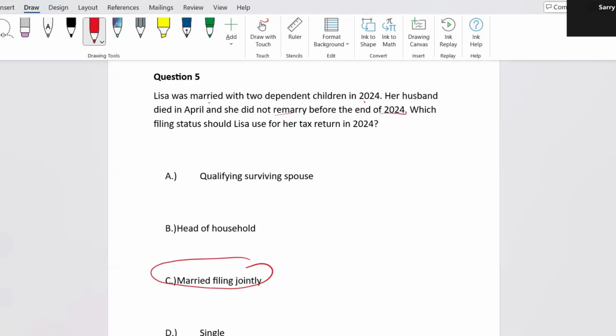She could use MFJ, which obviously has a higher standard deduction than head of household, so we eliminate that one, and much higher than single. Qualifying spouse is for the following 2 years after her husband died. So for the tax years of 2025 plus 2026, as long as she doesn't remarry in those 2 years afterwards. And again, the benefit of doing that is a higher standard deduction.